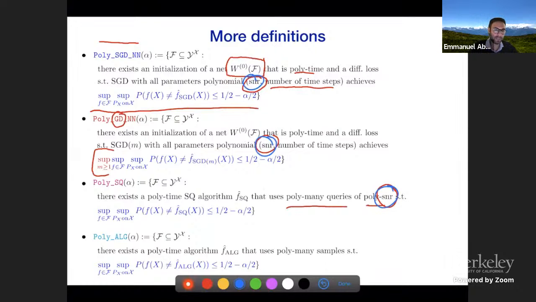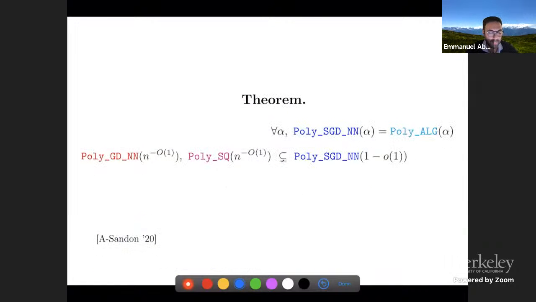Again, the last class is the poly alg, and this is the class where you don't have any constraint. It's just that there exists an algorithm that runs in polytime that uses poly many samples such that you achieve your edge alpha. Okay, so this is the forecast. You would expect that the last one is the most generic one, that SQ is the next, and then between those two, naively perhaps GD with larger batch shouldn't hurt, but the results are perhaps slightly surprising, and they are as follows. So first of all, there is an equivalence between the classes poly-SGD and poly alg. So you have that.